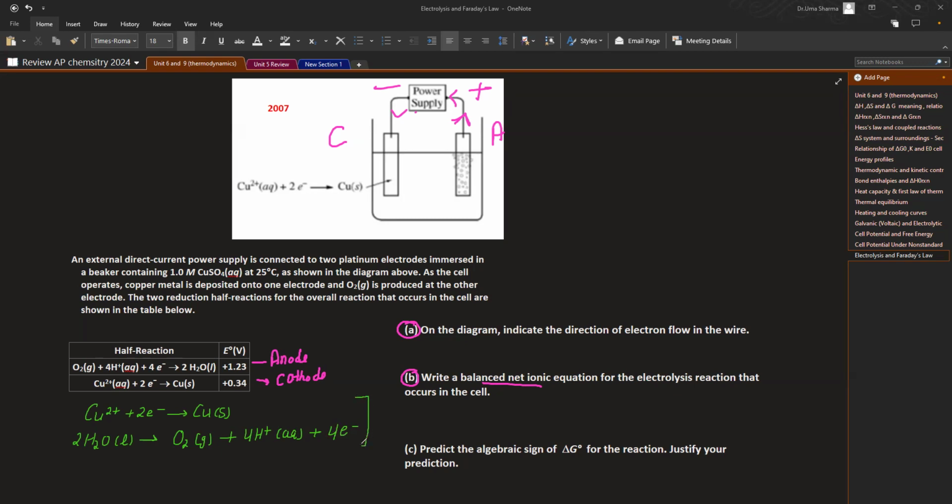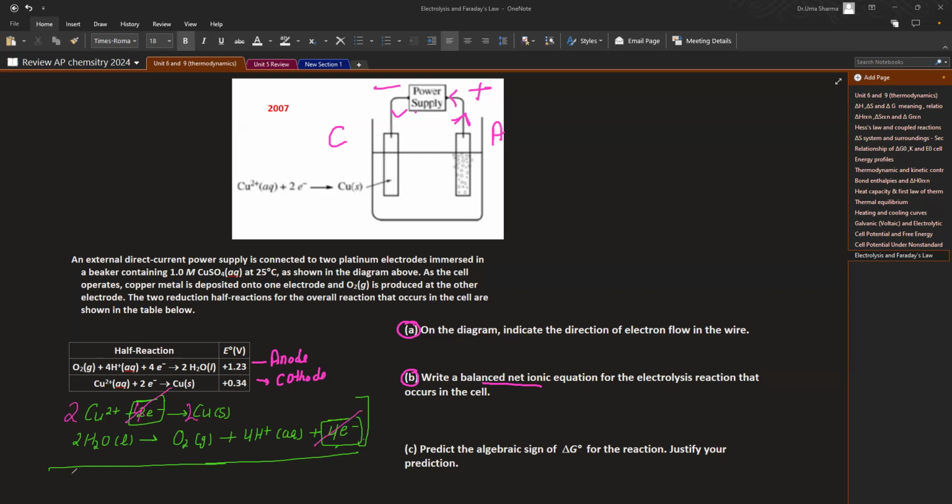So what should I do? I want to add them. I have to make these electrons equal. So electrons are not equal, right? One is losing 2, other one is gaining 4. And it's a redox reaction. They are exchanging electrons among themselves. Nobody else is coming. So if this needs 4 electrons, then the first reaction has to be multiplied by 2. Now you're ready to add them.